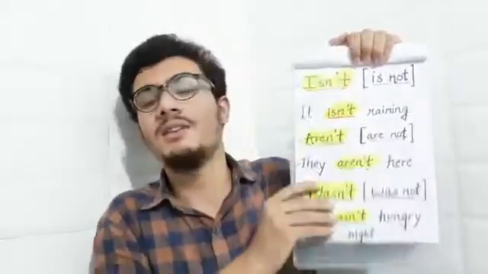Okay, similarly we have another negative short form which is weren't. In British English it is pronounced one way, but in American English it is weren't, and it's the short form of were not. Were not is shortened to weren't. For example, they weren't outside. In British English, they weren't outside, but in American English it is they weren't outside.